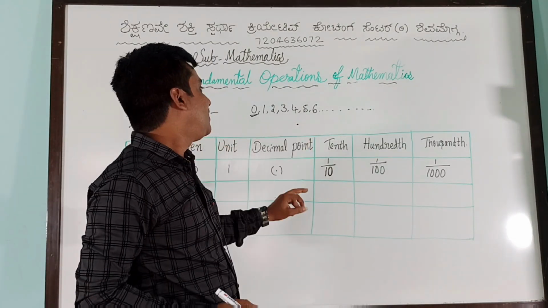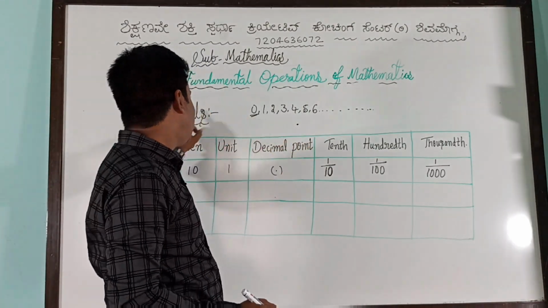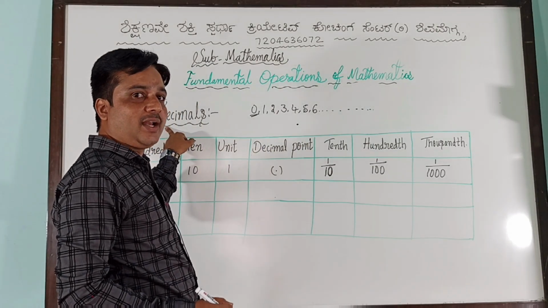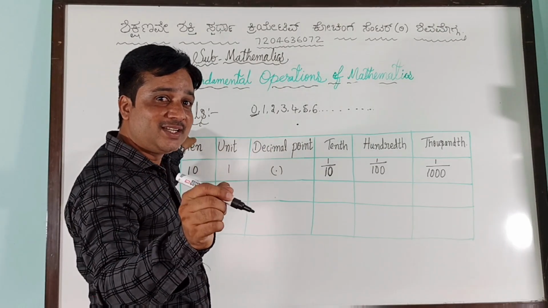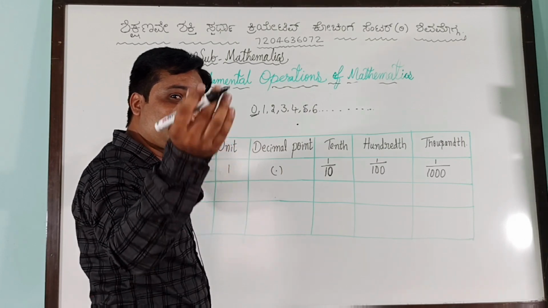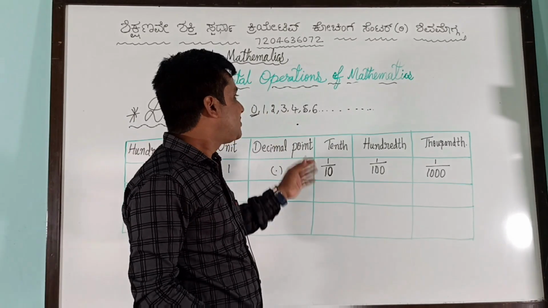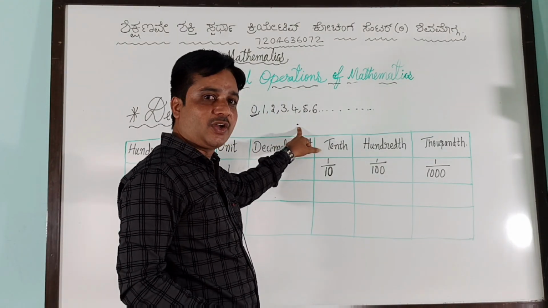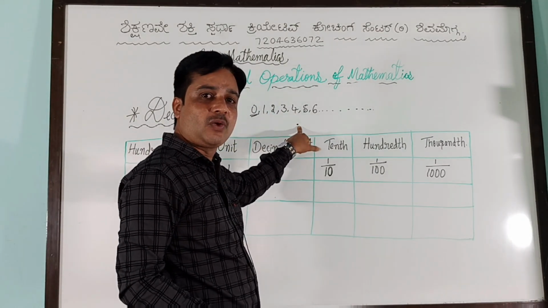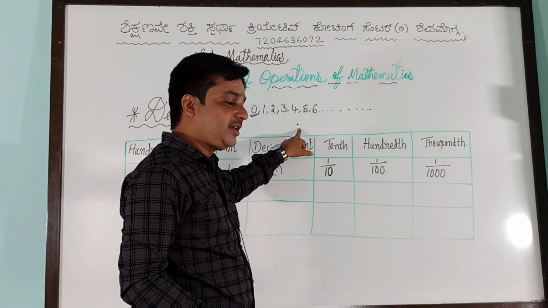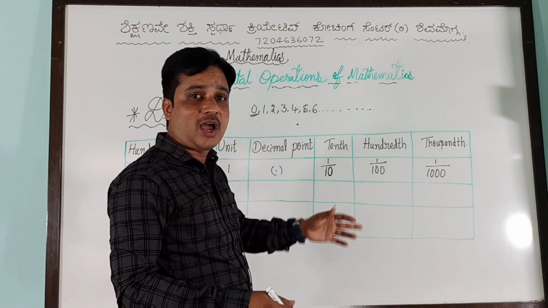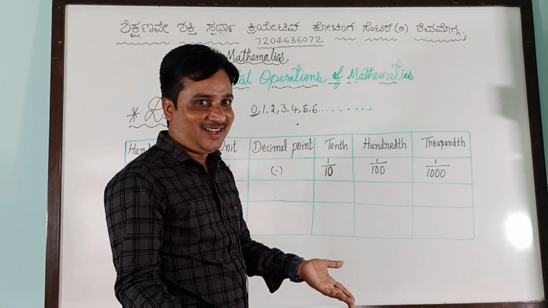Here we have to understand this point, what do we call it? Decimal. And what are decimal numbers? Decimal numbers are lesser than the whole numbers. Understood? Let's understand this basic concept. This point, what do we call it? Decimal point. This decimal point doesn't have any width or any length.